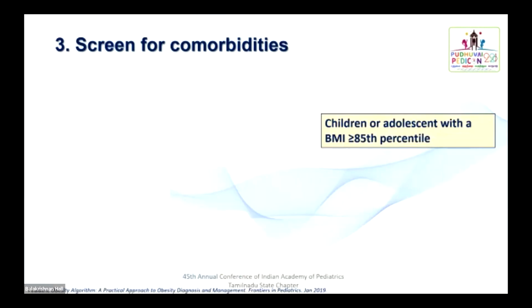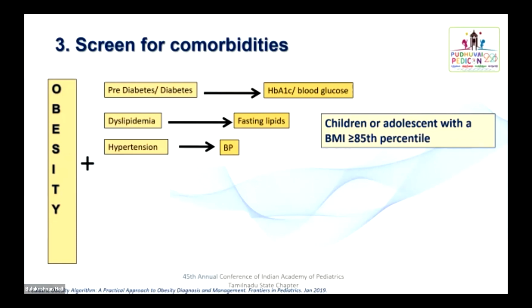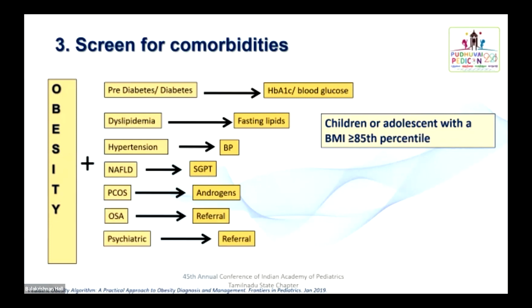Whom do we screen for comorbidities? Any child who has a BMI beyond the 85th percentile, that corresponds to 23 adult equivalent on our IAP BMI charts, has to be screened. You need to do HbA1c, blood glucose levels to rule out diabetes, fasting lipids to rule out dyslipidemia, check the blood pressure, compare it to the normal standards to rule out hypertension, check for SGPT levels to rule out non-alcoholic fatty liver disease, check for androgens if there is history suggestive of PCOS. If there is obstructive sleep apnea, he may need referral for sleep studies. And if there are psychosocial disorders, you may need appropriate psychiatric referral. So when you identify and screen for comorbidities, you're able to diagnose it in time and provide adequate treatment.